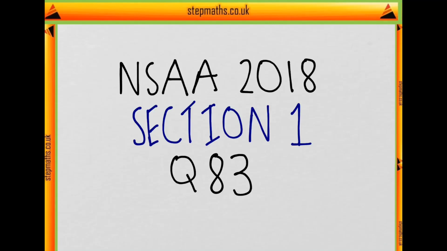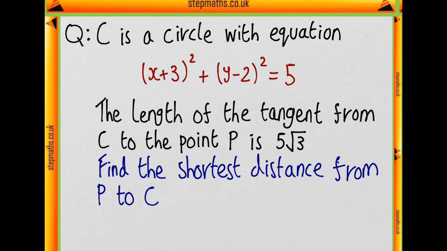This is question 83 from section 1 of the 2018 NSAA paper. So in this question, we're given C, which is a circle, with this equation, (x + 3)² + (y − 2)² = 5. And we're told the length of the tangent from the circle C to some point P is 5√3. And we're asked to find, given all this, the shortest distance from P to C.